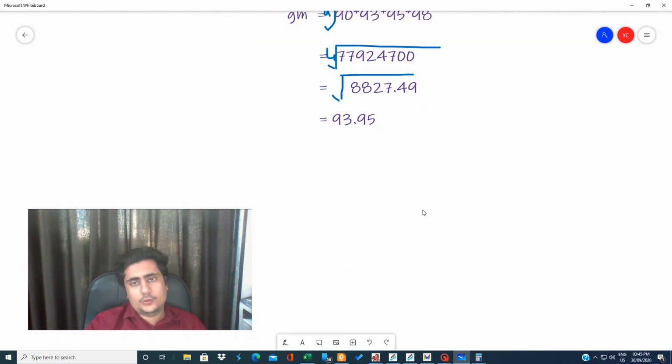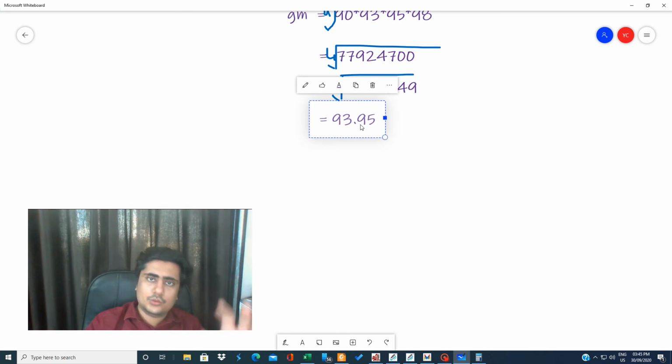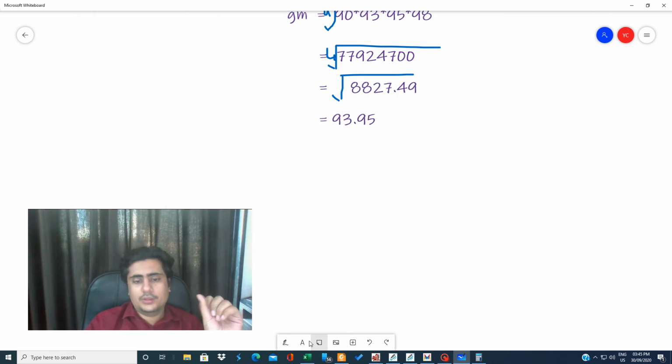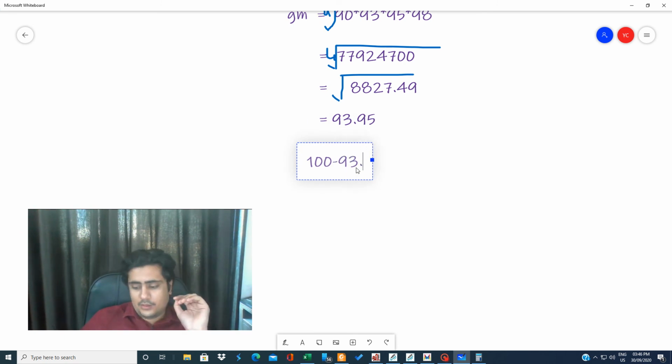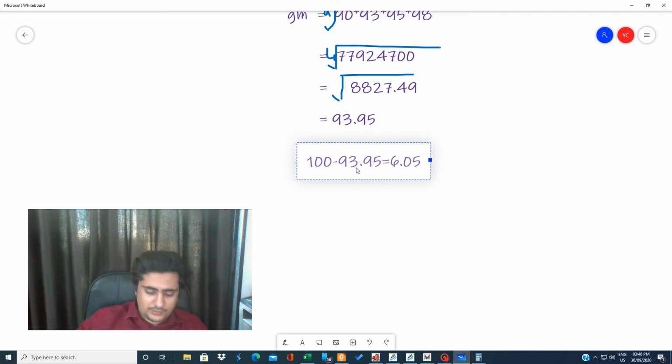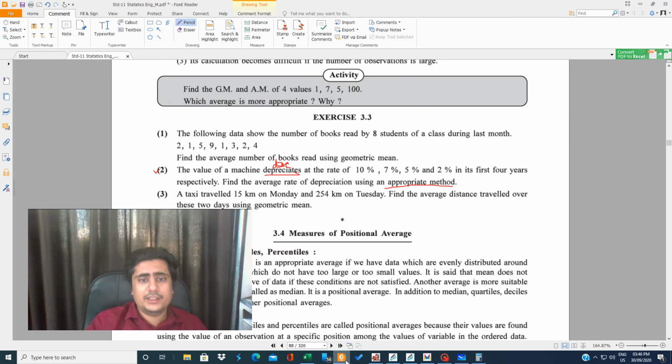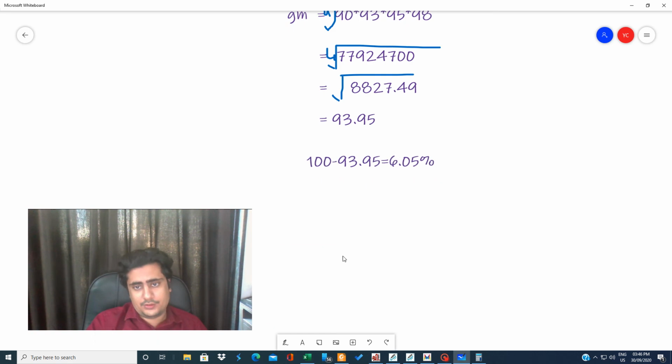See, I told you that this is not the increment or decrement portion. This is the actual, you can say, value. How will you find the increment decrement portion? As I told you, 100 is always there. Now your value is 93.95. So 6.05 is the reduction in the value of asset. Okay. So what was asked to you? You were asked to find the average rate of depreciation.